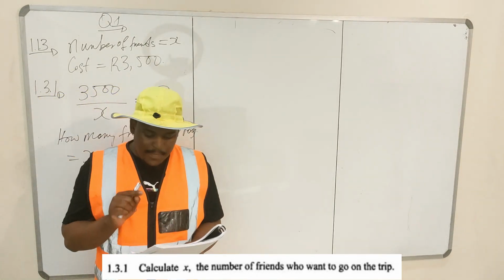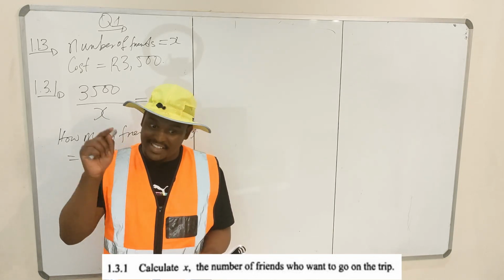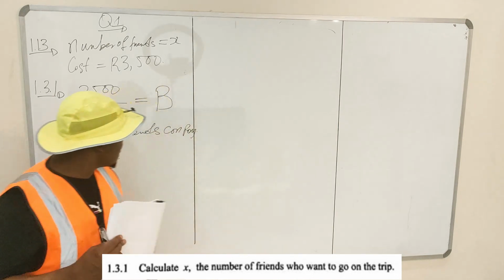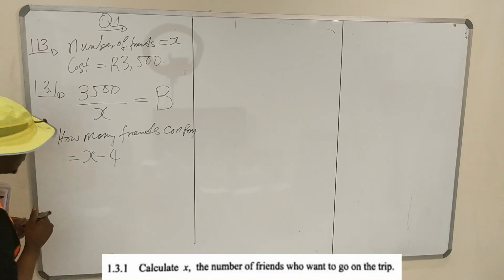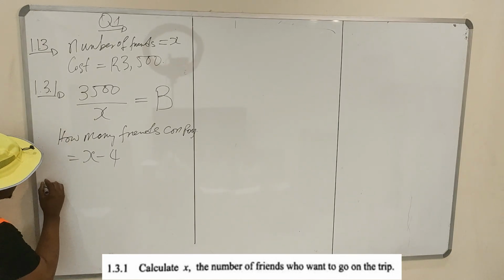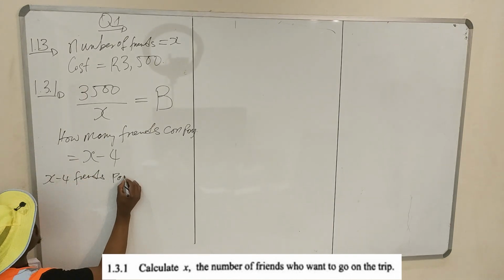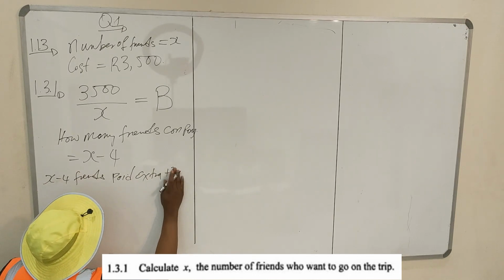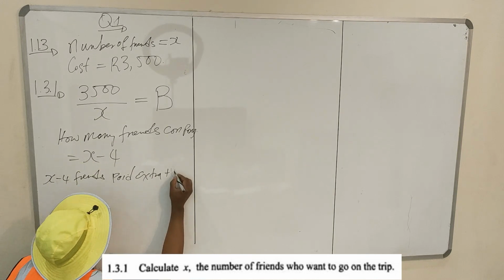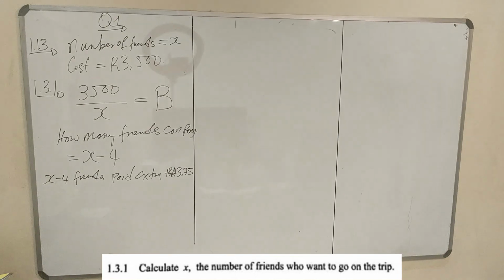They're saying now the remaining friends agree to pay an extra 43 rand 75 cents to cover the cost. The remaining friends are these x minus 4 friends. They pay extra: 43 rand 75 cents. Our extra friends paid that.